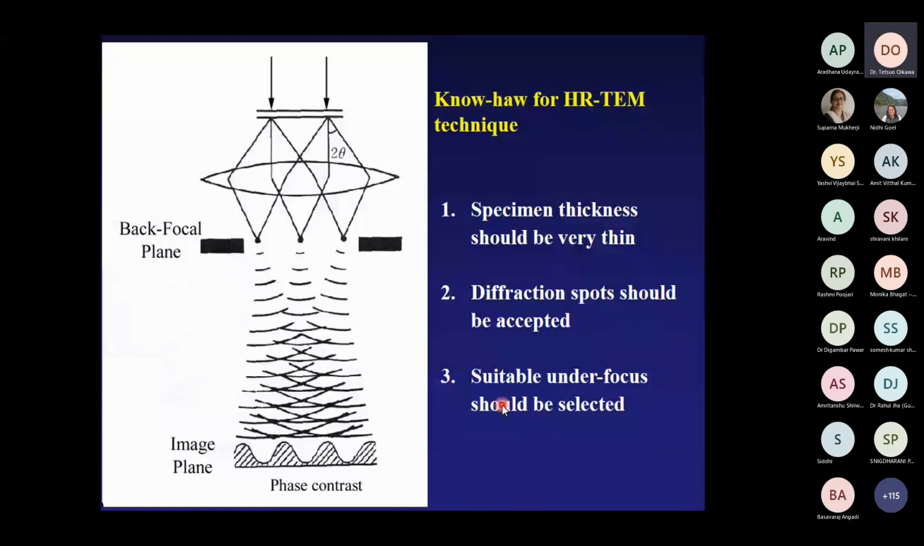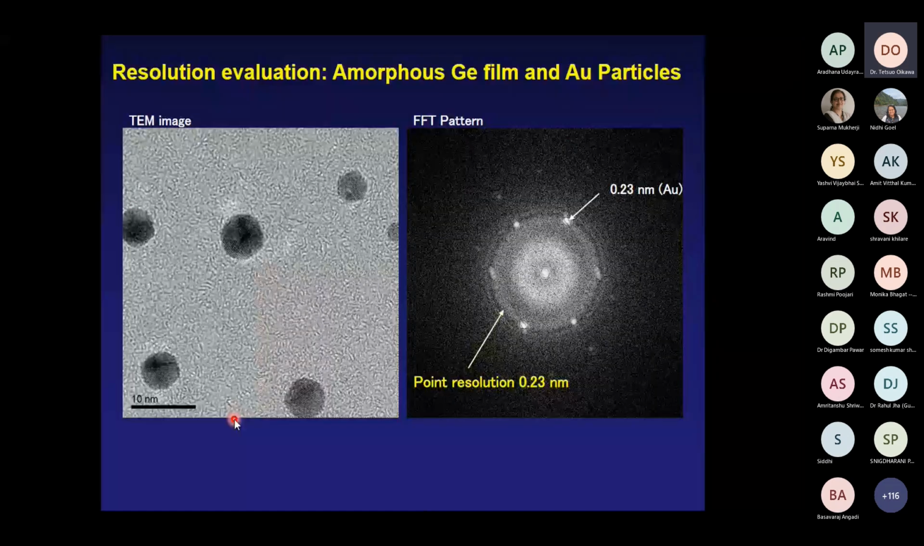This is just an example of the point resolution measurement. The specimen was applied as an amorphous germanium film, because an amorphous structure has any kind of structure, high frequency or low frequency, like generated white noise. The gold particle is the reference for the magnification calibration of lattice spacing. In the Fourier transformation of this high resolution image, we can observe the spot from the single crystal of gold, such as the 0.23 nanometer gold lattice spacing. This is effective for the magnification calibration.